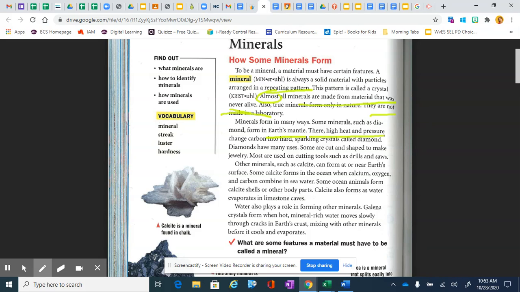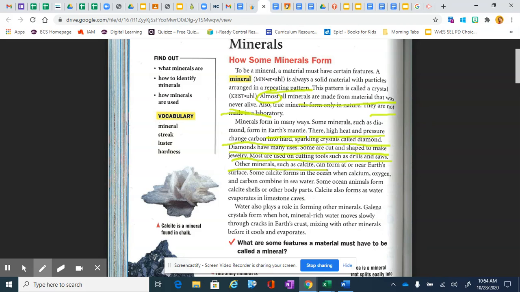High heat and pressure change carbon into hard, sparkling crystals called diamonds. Diamonds have many uses. Some are cut and shaped to make jewelry. Most are used on cutting tools such as drills and saws. Did you know that drills were made up of diamonds? The big, heavy-duty drills are.